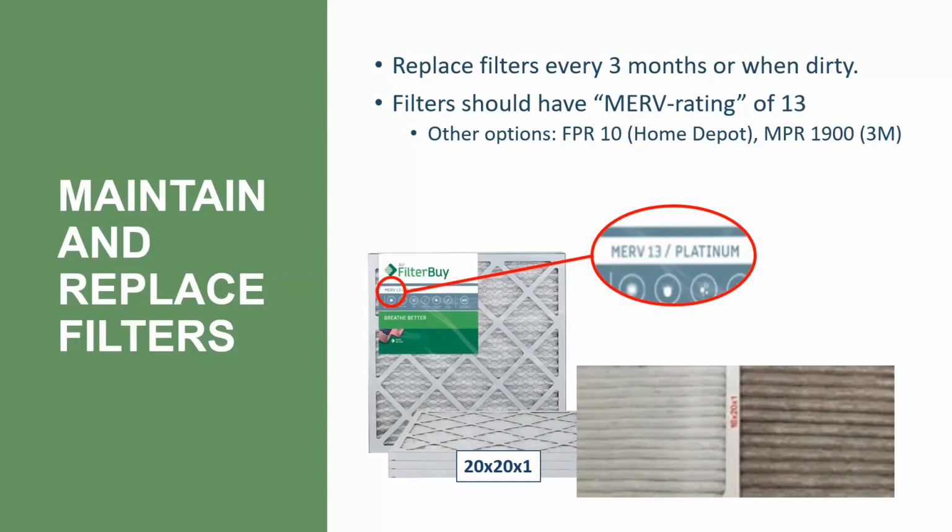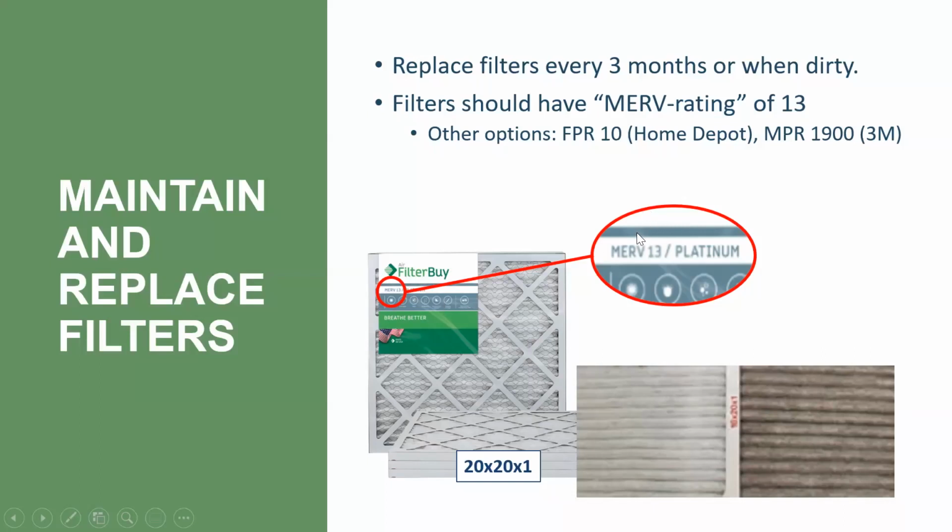But on the topic of filters for the actual box fan filters, you'll just need a 20 by 20 by 1 inch filter, and that'll work with most box fan units. And what we want to be mindful of is looking to see if they have a MERV rating of 13. So that is just a rating system used to measure how efficient these filters are and what size particles they can capture.